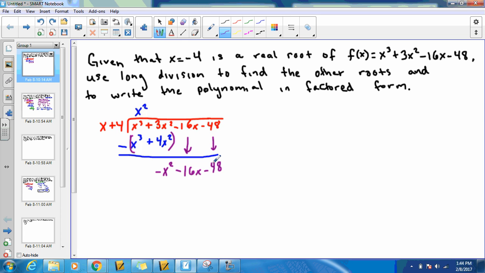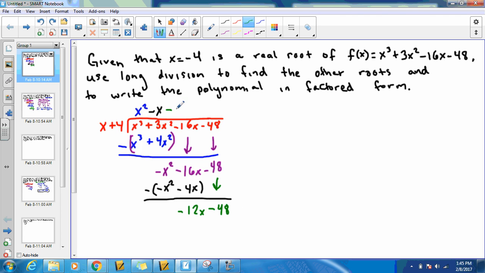Some people choose to wait to bring this last term down. All right, so then I'm looking at this x and this negative x squared, and I know that negative x times x would give me negative x squared. And I'll subtract. And negative 16 minus negative 4, so I already knew those first terms would cancel. I would get a negative 12x, and I'll bring down the negative 48.